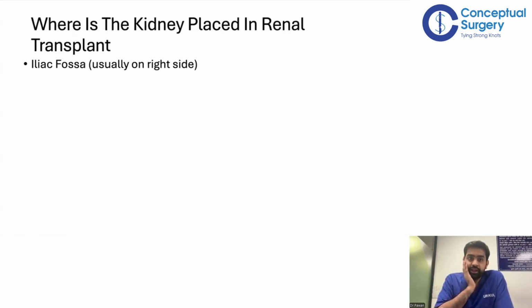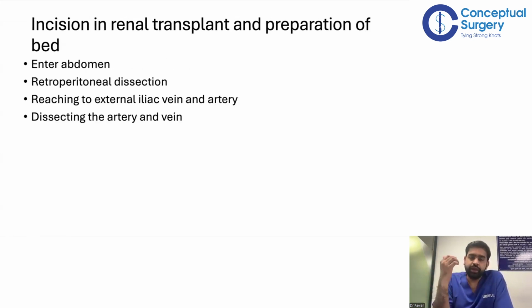Now, where is the kidney placed in the renal transplant? As I told you, in the iliac fossa, usually on the right side. Now, the incision in the renal transplant and preparation of the bed. We have to give an incision, which is described as a hockey stick incision. So we give a hockey stick incision, then we enter into the abdomen. We have to do things in the retroperitoneum. We should not open the peritoneum. We do the dissection and separation in the retroperitoneum. While doing this dissection in the retroperitoneum, we reach the renal veins and the artery.